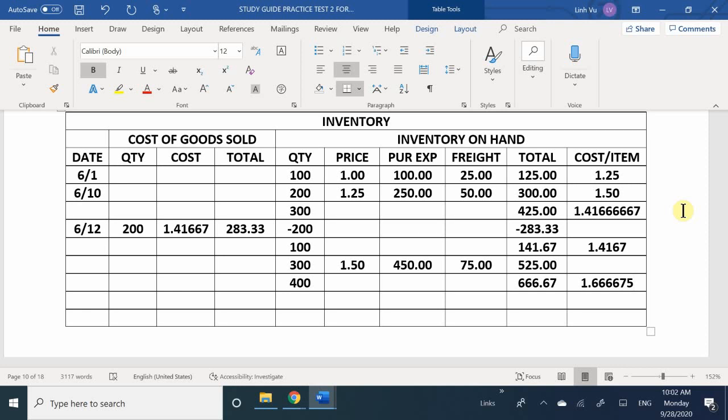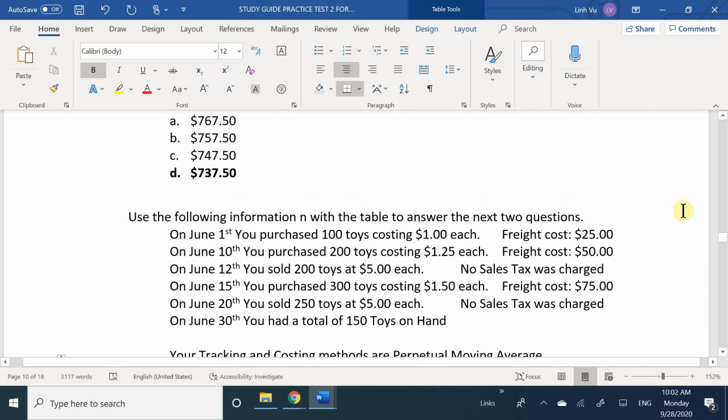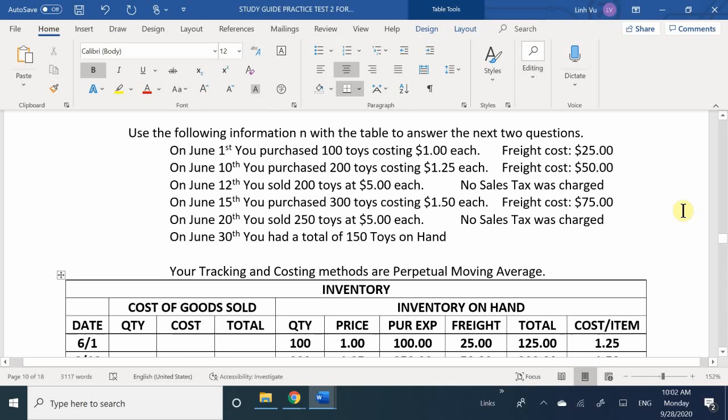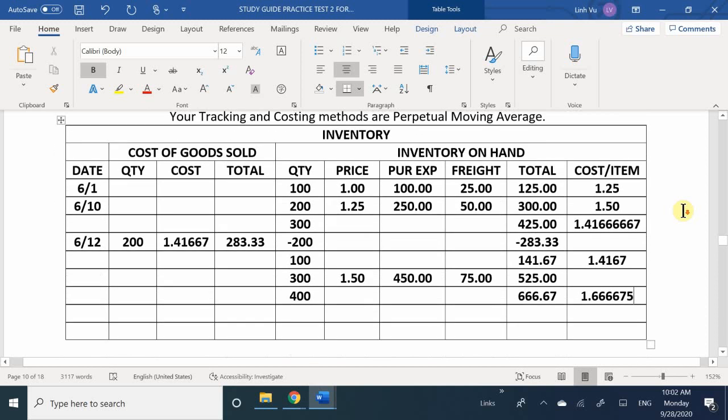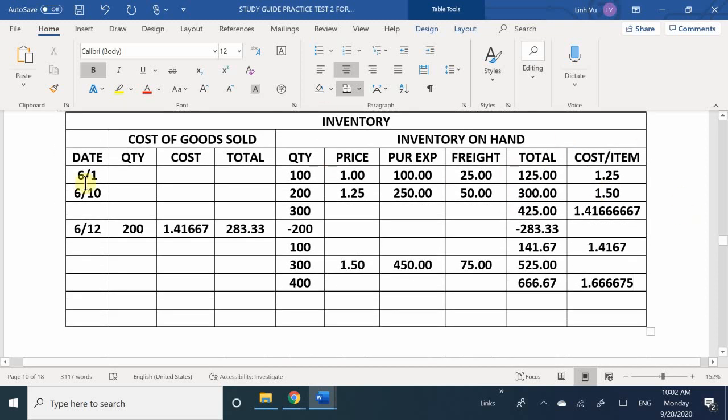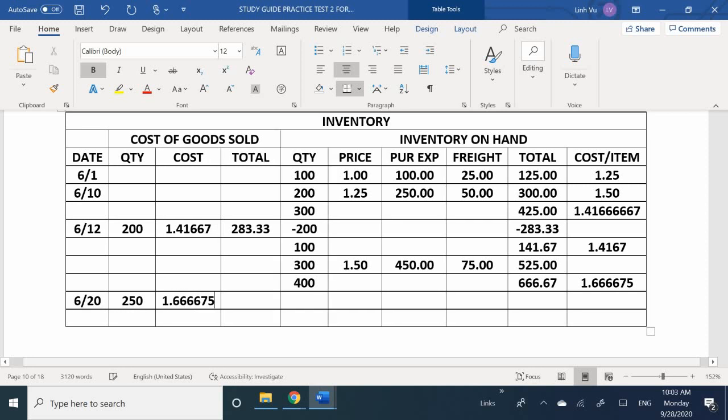Okay. All right, and then lastly, what has happened on June 20th? Sold 250 at $5 each. So 250 times... So on 6/20, we sold 250 at $1.6667. Oh, one more 675. All right, can someone tell me what is my total cost going to be here?